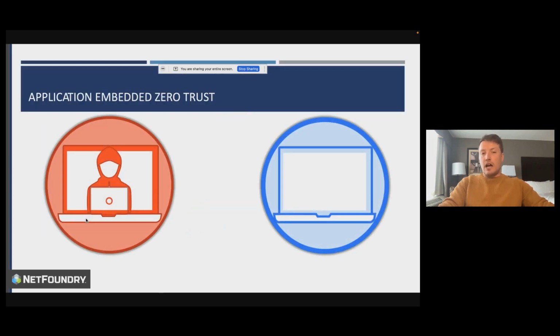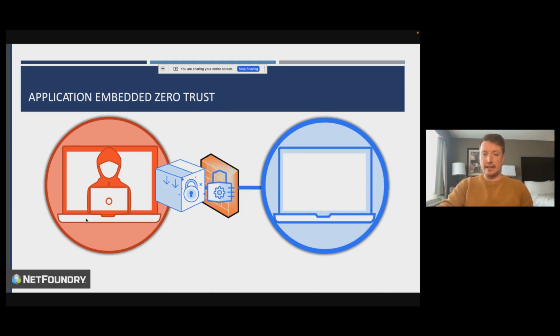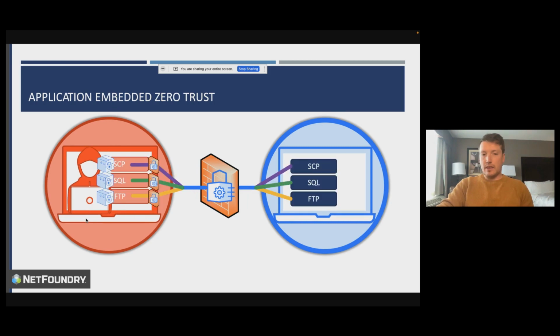What are other benefits of application embedded zero trust? Well, it enables us to cram our software development kits into your application with strong embedded identity so that we're putting that zero trust directly inside the application. Now, that has a very profound effect because it effectively means each application has its own little virtual private network.